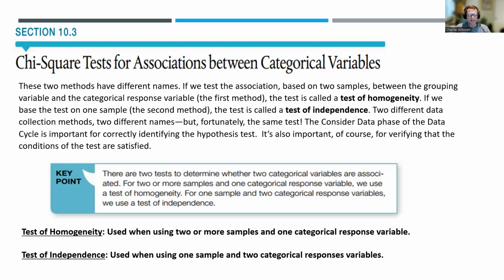In the subsequent videos, I'll cover two examples on how to distinguish between these two. And then following those two examples, we'll look at examples of how to do these two tests. And this concludes this introduction video on the chi-square test for associations between categorical variables.